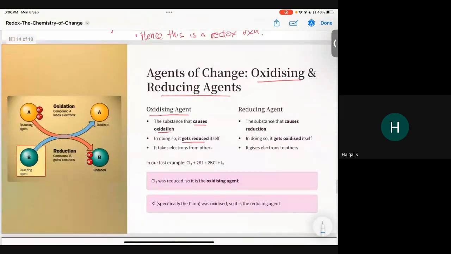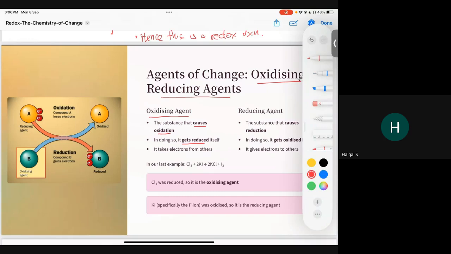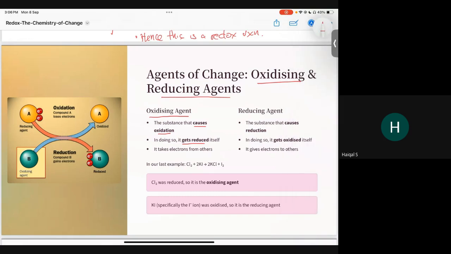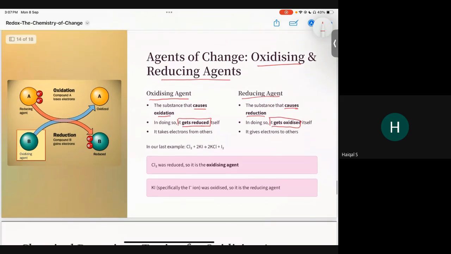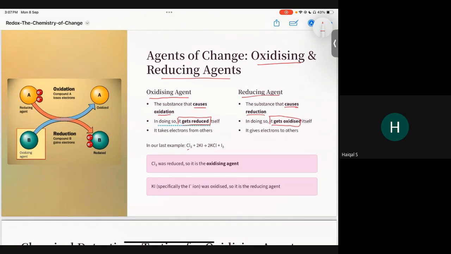Along that idea, the oxidizing agent is the thing that causes oxidation. In doing so, itself gets reduced. The reducing agent is the one that causes reduction. In doing so, itself gets oxidized. Now, if we look at the previous question, Cl2 and KI, Cl2 was reduced. Who reduced it? KI, correct? Because only got KI reacting with Cl2, right? So KI is the reducing agent.